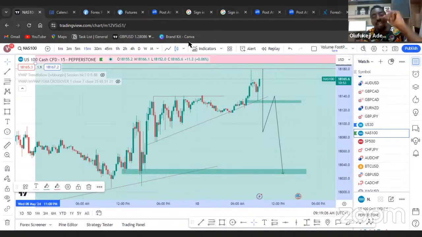Australian dollar, New Zealand dollar, Canadian dollar, and of course, by extension, the pound sometimes. These are the currencies that are sensitive to global equities and global risk on, risk off.